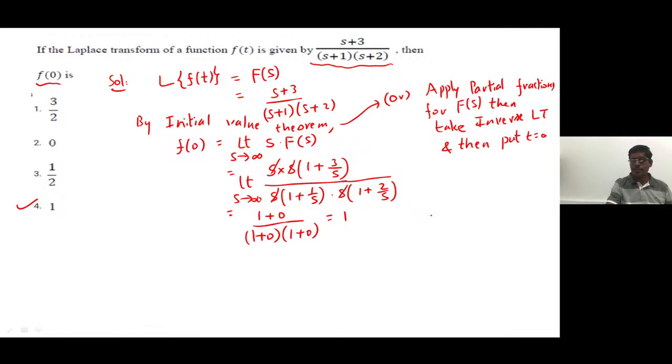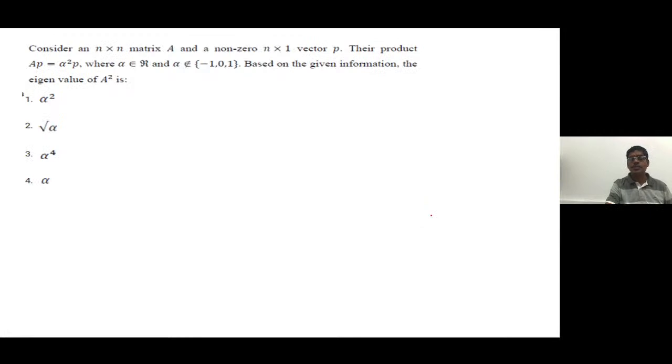Okay, the next question. This is also a mechanical question. Consider an n cross n matrix A, that is, a square matrix, and a non-zero n cross 1 vector P. Vector means either a row matrix or a column matrix. N cross 1 means one column. That's why this vector P is a column vector. Their product A into P is equal to alpha square into P.